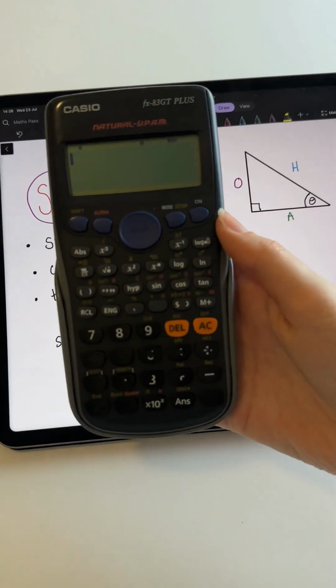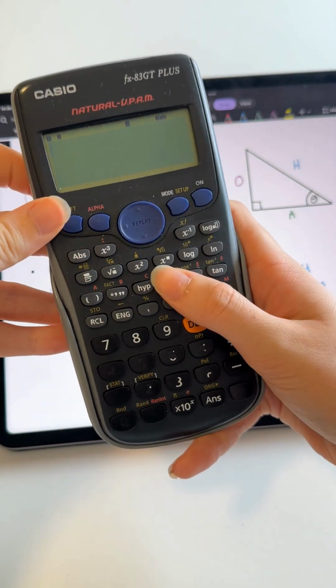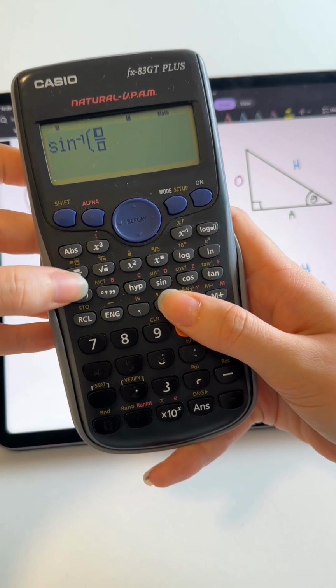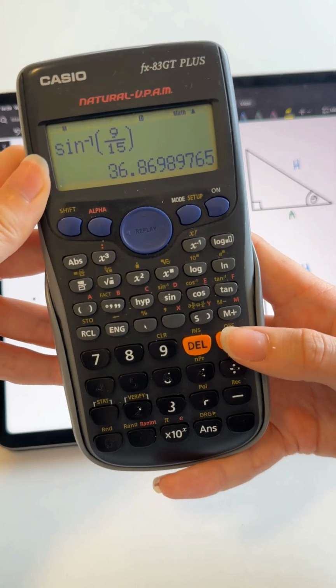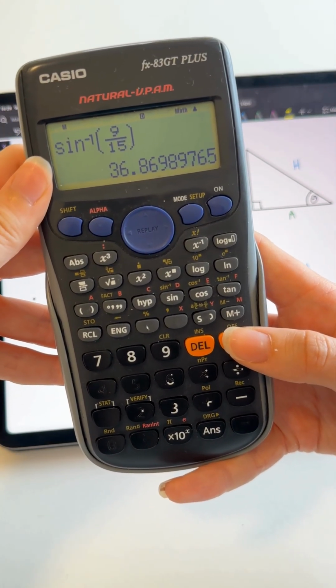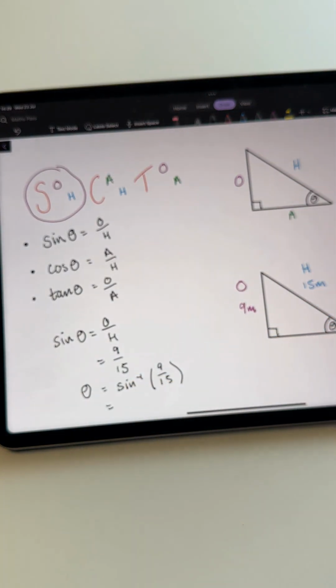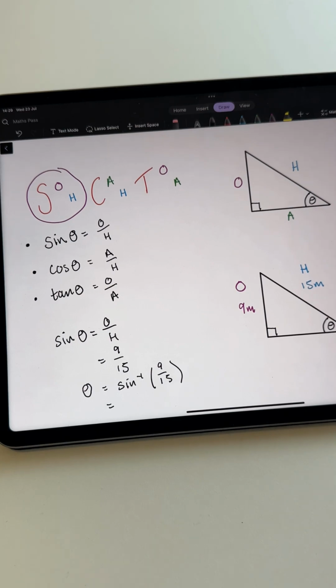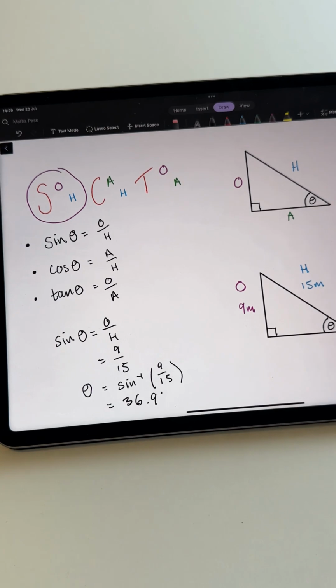Your calculator might look a little bit different to mine if it's a little bit newer, but you want to do shift and then your sine button, grab your fraction, and we've got 9 over 15. Click enter, and we end up getting 36.9 degrees if we round to one decimal place. So your very last step is just to write that theta is equal to 36.9 degrees. And that is you now use SOH CAH TOA to solve a question.